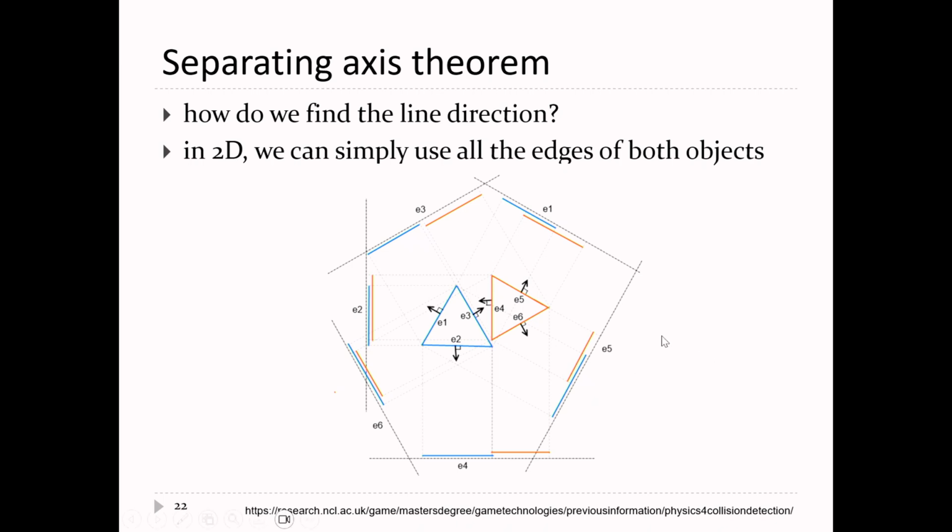So it turns out in 3D it's much worse than this, unfortunately. You have to use the faces of all your shapes. You also have to consider the cross product of every face normal with every other face normal on the other shape. And so if your shapes have lots of faces, it becomes more computationally expensive to use the separating axis theorem.